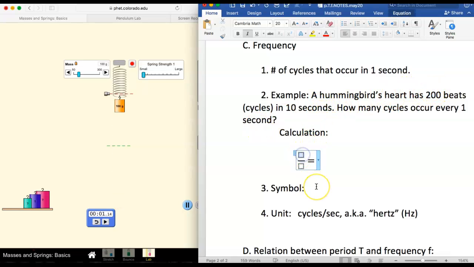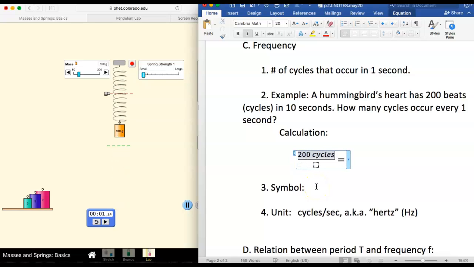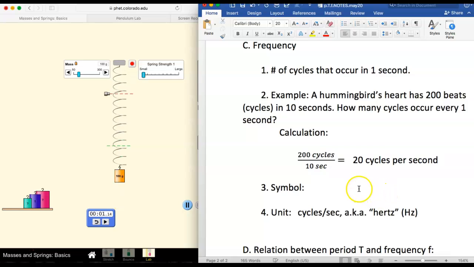And of course up here we'd put 200 cycles, and down here we'd put the total amount of time, 10 seconds, because we want to know the number of cycles that occur in 1 second. And of course we get 20 cycles per second. That's how you would write that, 20 cycles per second.